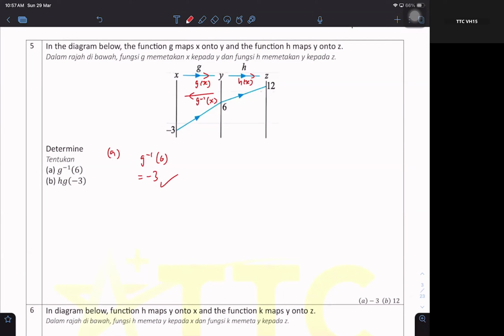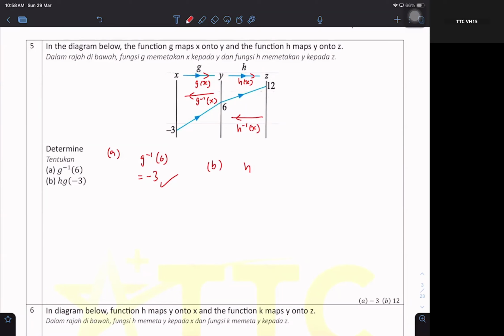Understand? So logically, inverse means reverse. Same thing, if from the middle to the right-hand side is h(x), then from the right-hand side to the middle will be h inverse. Understand? But the question never asked for h inverse. Never mind.